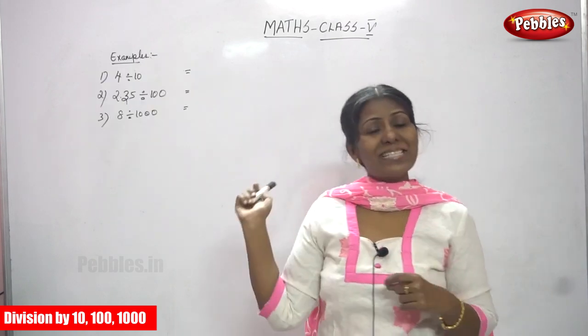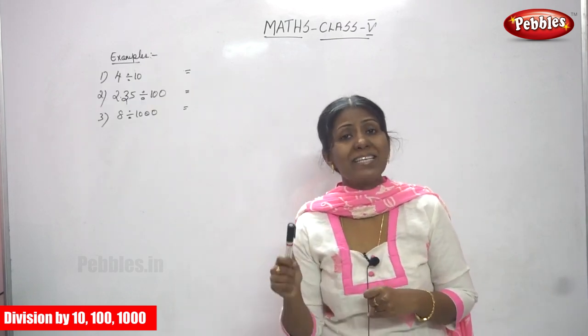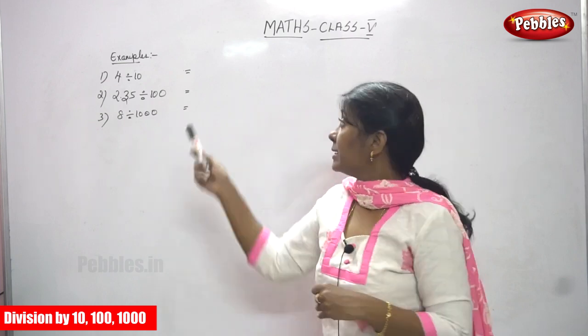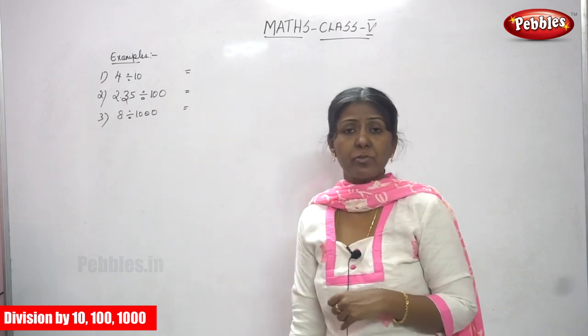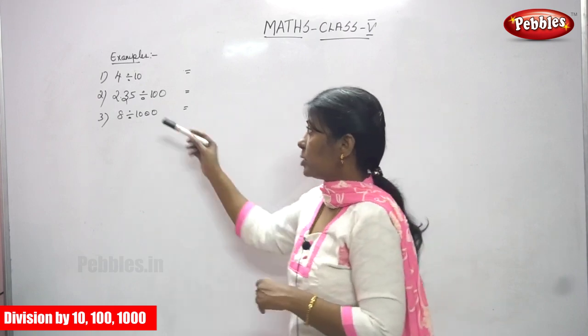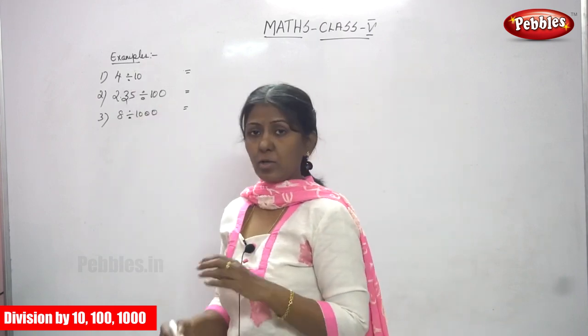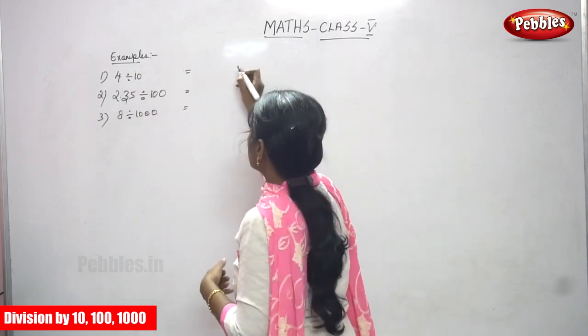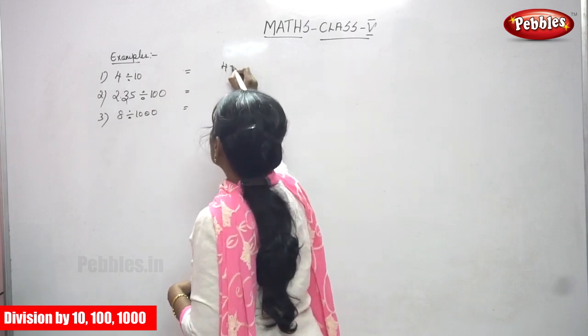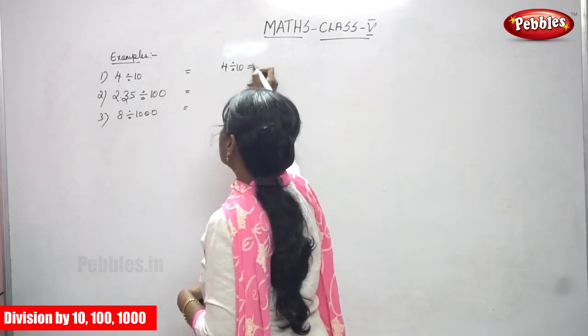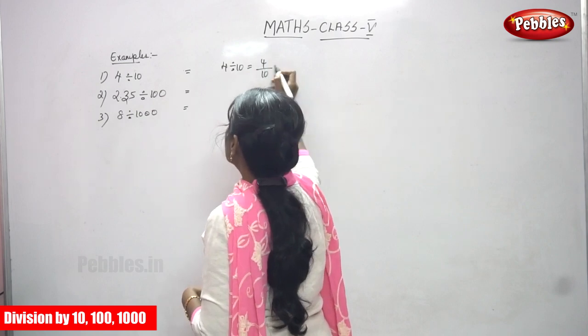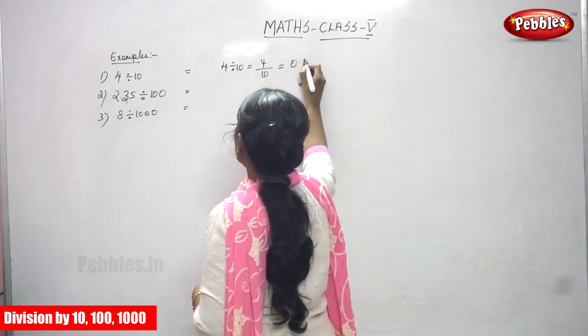Now, we've already seen the rules of division by 10, 100 and 1000. Now, we are going to do examples for the rules. First one is 4 divided by 10. How are we going to solve the sum? Let's start. 4 divided by 10, that means you can write it as 4 by 10. So, the answer is 0.4.